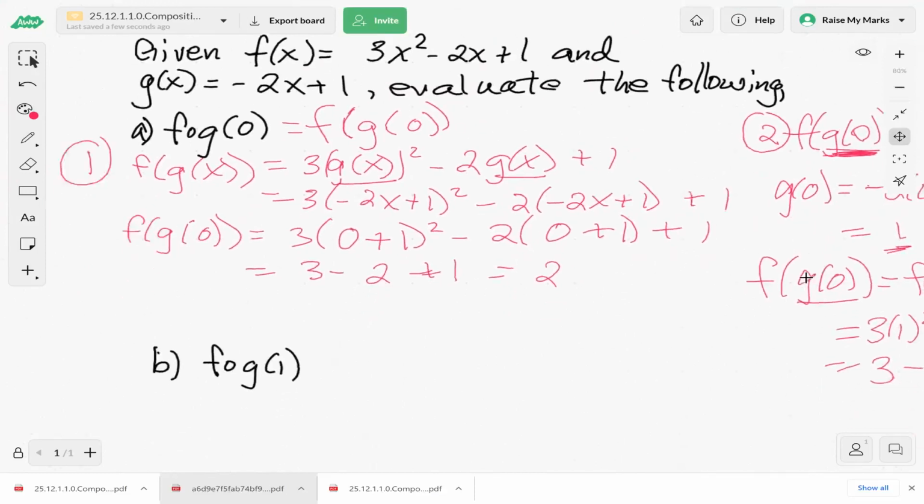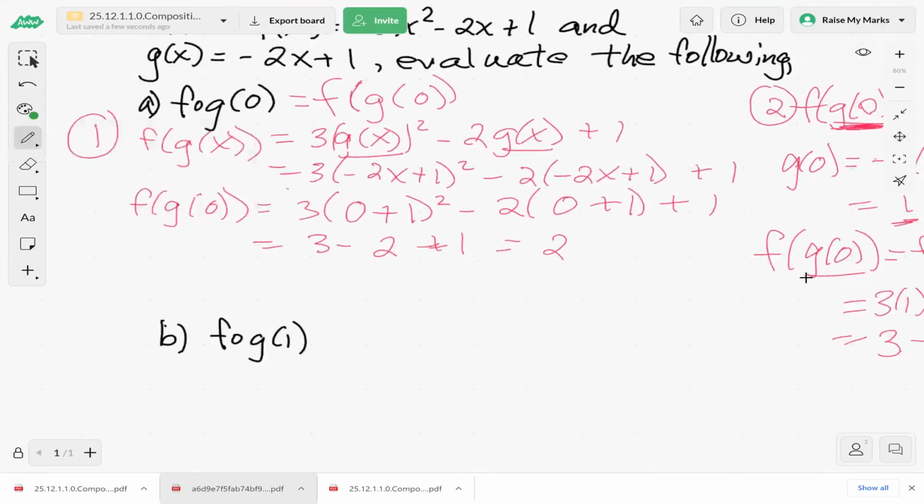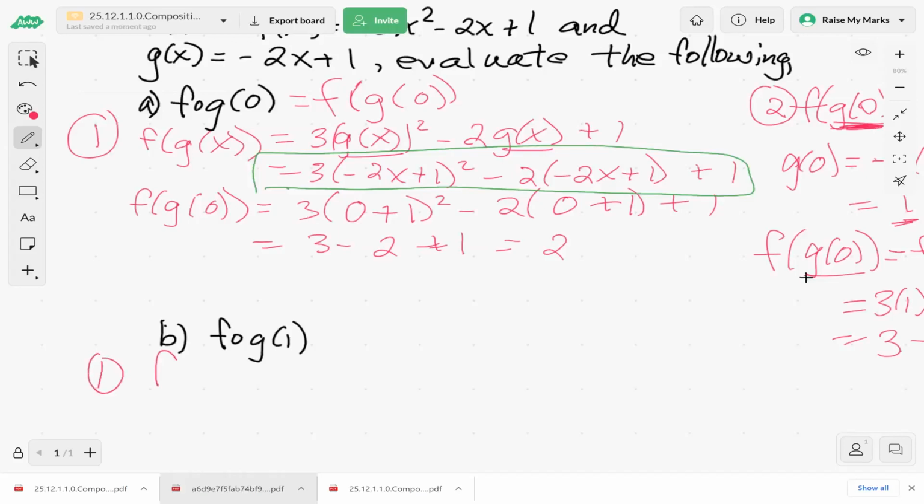So in part B, we're looking at f composed with g evaluated at 1. So again, we have our function f composed with g. Why don't we use a different color? Green. So the green box is our function f composed with g. So we can do it the first way. A better way to write it is f composed with g evaluated at 1. So we're going to plug 1 into the function in the green box.